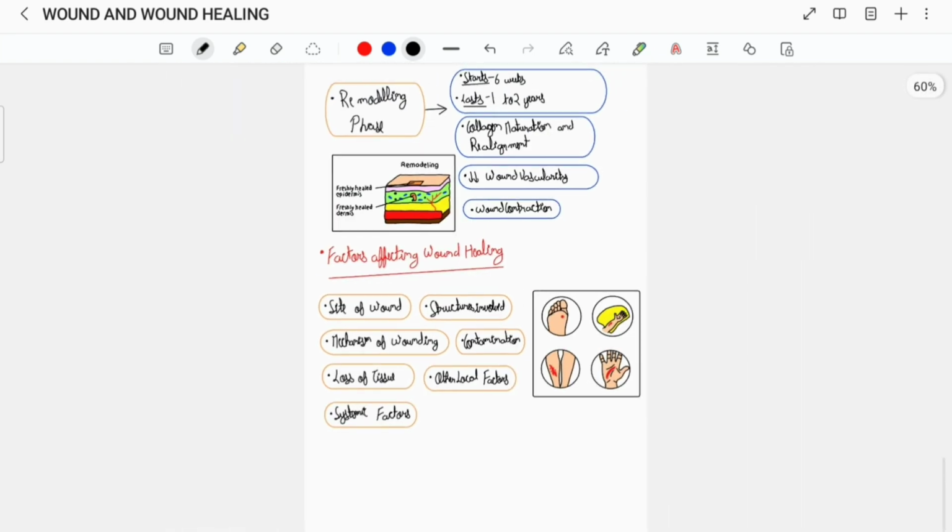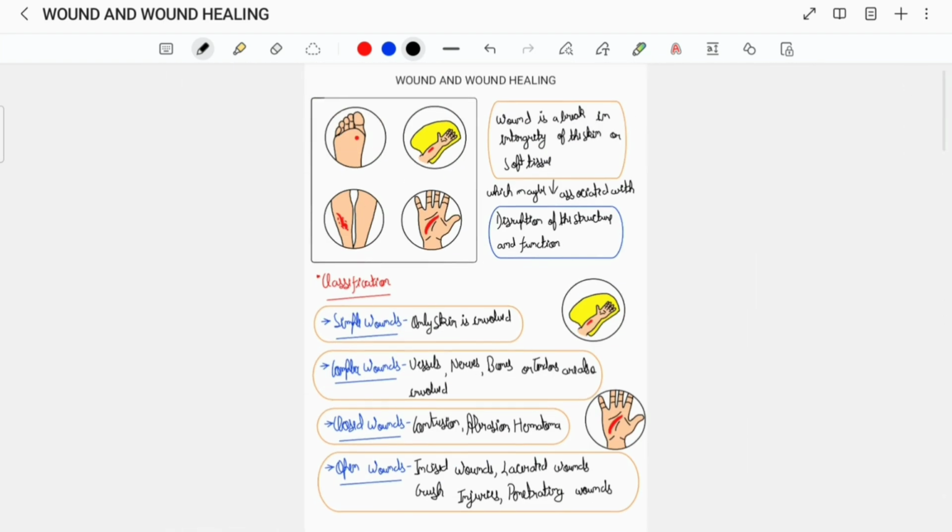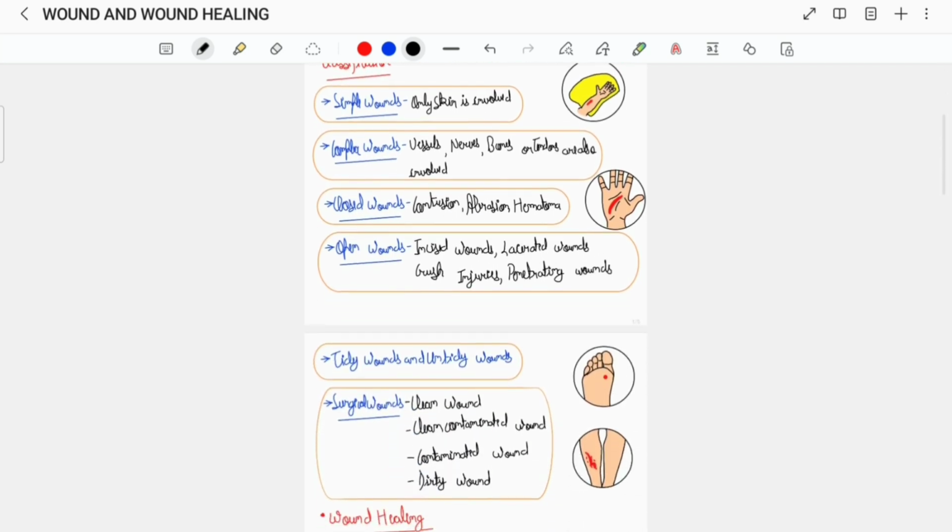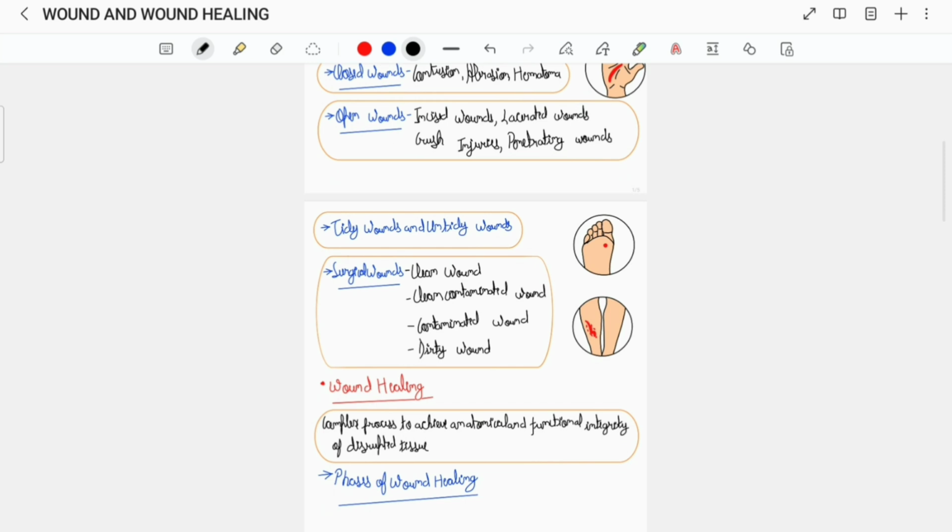So this was all about wound and wound healing in brief. Here is the overview of what I have discussed.